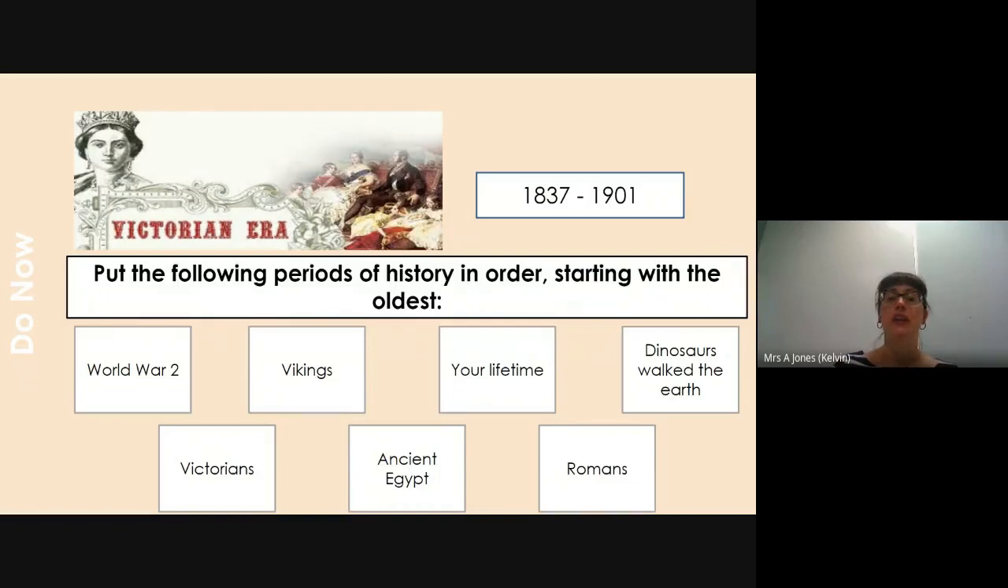Okay, so the Victorian era then. The first thing I would like you to do is place the Victorian era within lots of other eras, okay? So look at those boxes at the bottom, and I'd like you to put those periods of history in order, starting with the oldest, okay? So what happened first, all the way up to what happened closest to modern day. Again, your teacher could pause the lesson here, do that order in your booklets, and then I'll reveal the answers on the next slide.